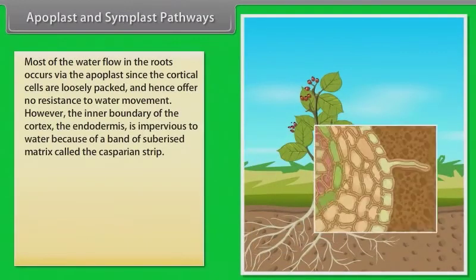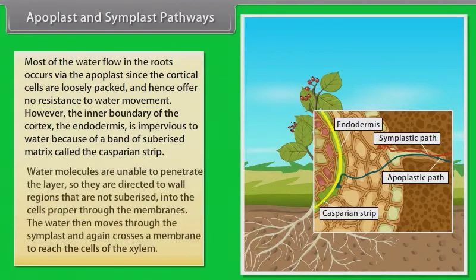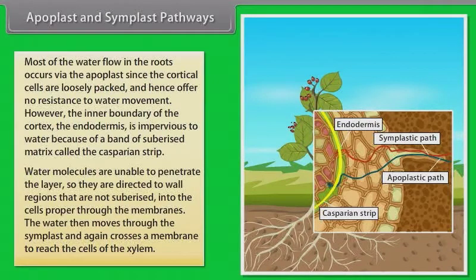Apoplast and Symplast pathways. Most of the water flow in the roots occurs via the apoplast, since the cortical cells are closely packed and hence offer no resistance to water movement. However, the inner boundary of the cortex, the endodermis, is impervious to water because of a band of suberized matrix called the Casparian strip. Water molecules are unable to penetrate the layer, so they are directed to wall regions that are not suberized into the cells proper through the membranes.